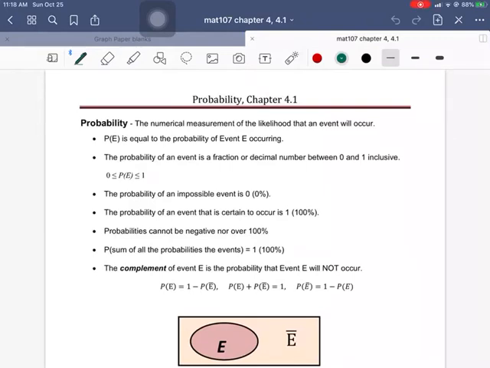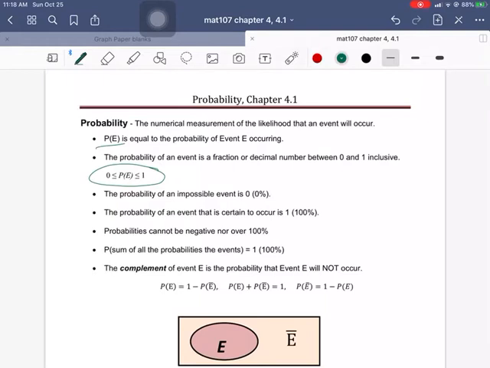All right, Chapter 4, Probability. Probability is the numerical measurement of the likelihood that an event will occur. P of E right there is equal to the probability of event E occurring. That's how you represent that, okay? The probability of an event is a fraction or decimal number between 0 and 1, inclusive. This is how you mathematically say that, okay?